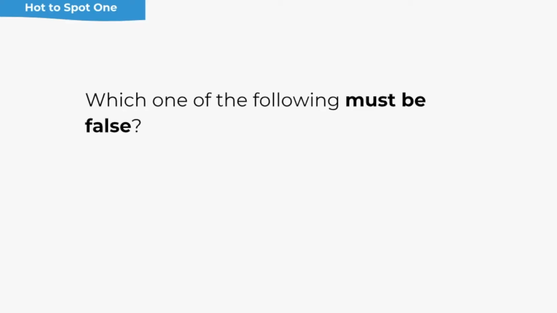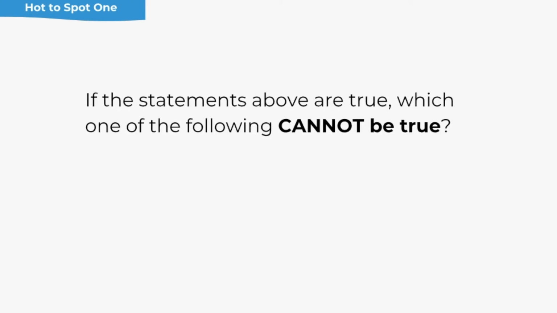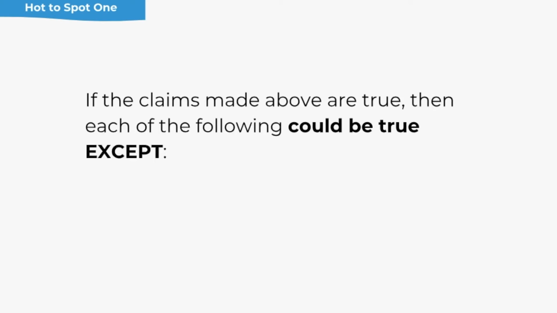When you're looking at the question stem, you're literally looking for the words must be false or an equivalent thereof. There are a couple that are pretty common. Which one of the following must be false? Or, if the statements above are true, which one of the following cannot be true? And finally, if the claims made above are true, then each of the following could be true except. So must be false, cannot be true, and could be true except are all different ways of saying the same thing.